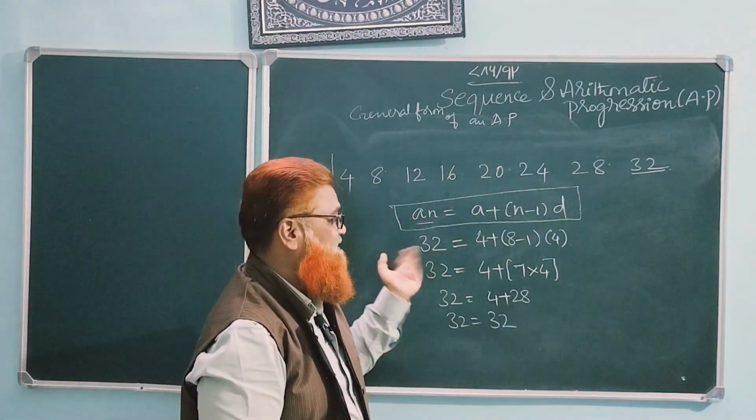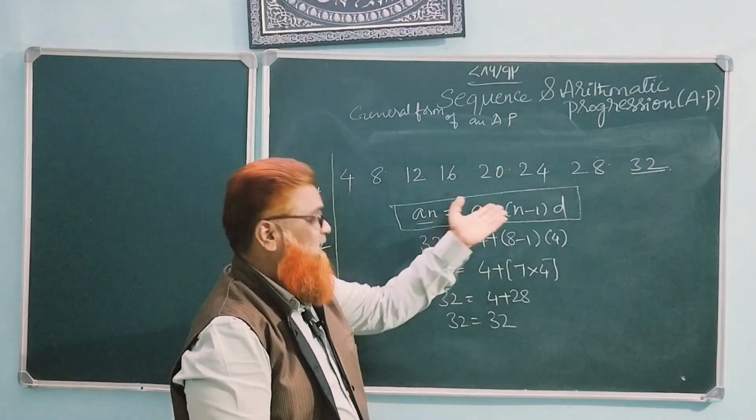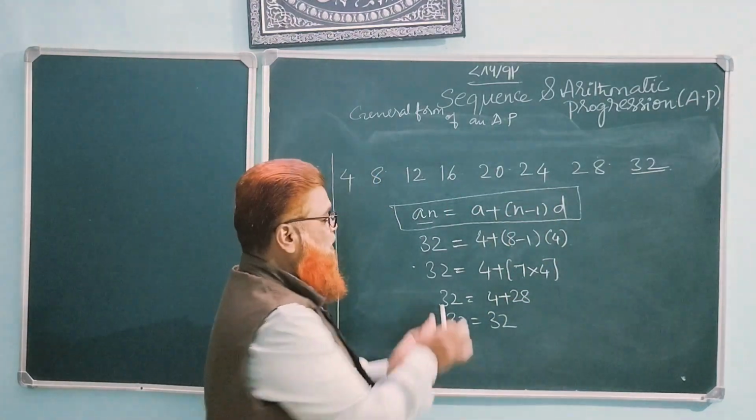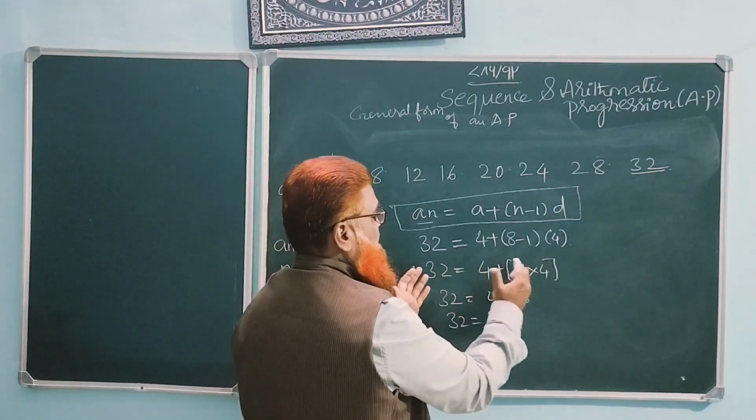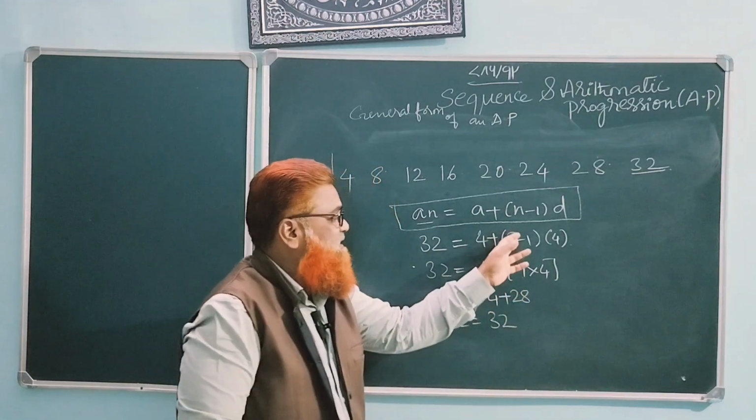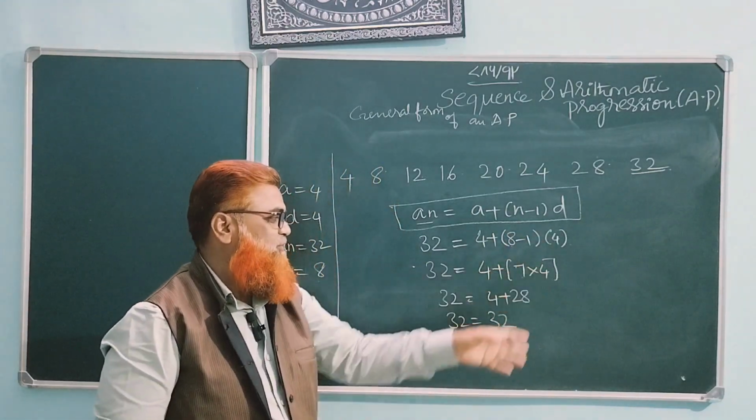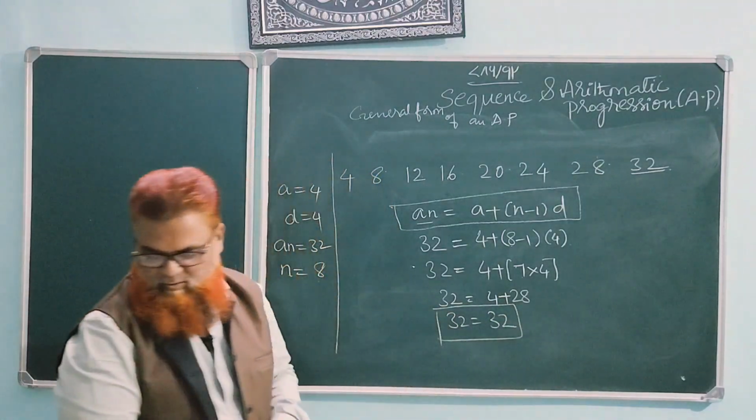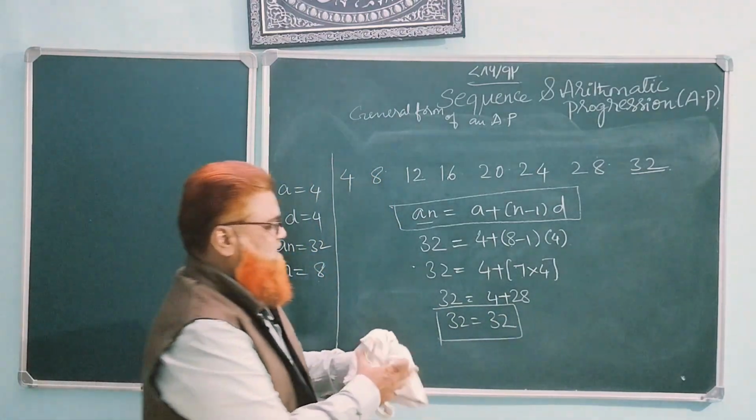An is 32 because it is the last term, a is the first term, n is the total number of terms, 8 minus 1, and d is the difference. Now when you calculate it, 32 is equal to 4 plus 8 minus 1 is 7, 7 into 4, 28. This is the simple way we should understand the an formula.